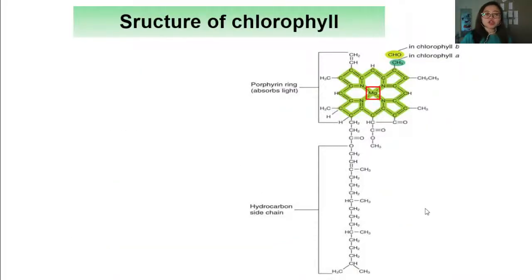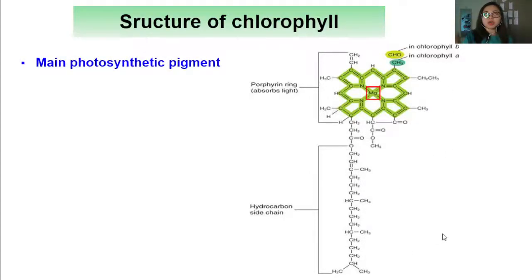Okay, so let's talk about the structure of the photosynthetic pigment. Ini kita fokus kepada chlorophyll sahaja ya. Kalau kita betul-betul zoom in kepada chlorophyll tersebut, kita akan nampak structure dia kelihatan seperti ini.